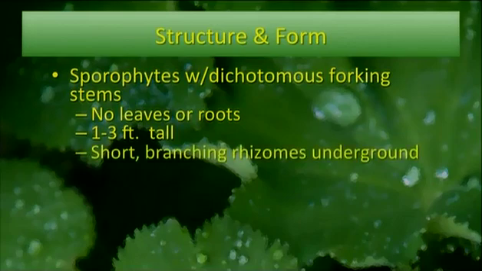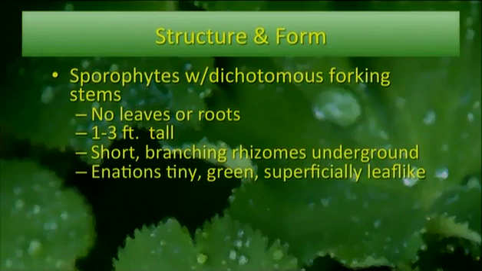And they have a short branching rhizome underground. Remember that rhizomes are horizontal underground stems, right? So the above-ground stem portion comes from a rhizome, or an underground stem. Sort of like ginger, but of course ginger is actually a flowering plant. Ginger comes from a rhizome that grows underground and sends up leafy stems. So Psilotum does something similar to that.